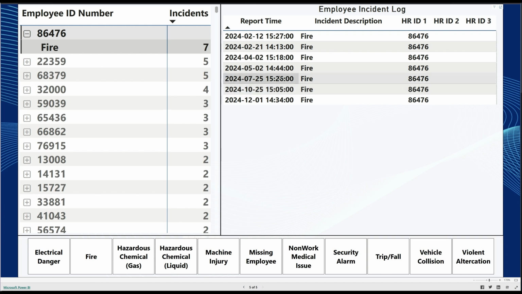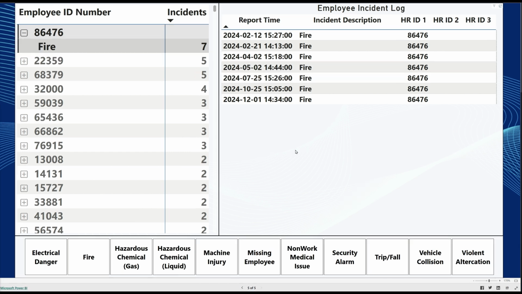86476 could actually be a very safe employee, and there might be a defect with the machinery that they typically work with. And if that's the case, that's a systems issue. If you punish or remove this employee and that machinery was actually the issue, you just lost a good employee. And the problem still exists whenever they get replaced by another employee.